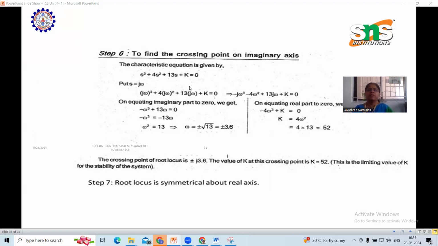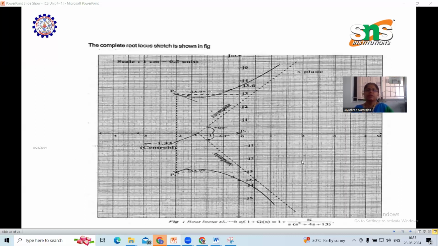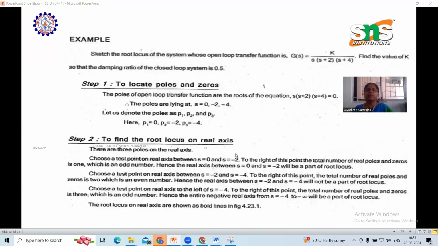To find the crossing points, we solve the characteristic equation. The omega value is plus or minus 3.6, and the K value is 52. So we can draw starting from pole 2 at minus 33.7 and from pole 3 at plus 33.7. It starts here and intersects the imaginary axis at positive 3.6 and negative 3.6. We join this and we get the root locus.